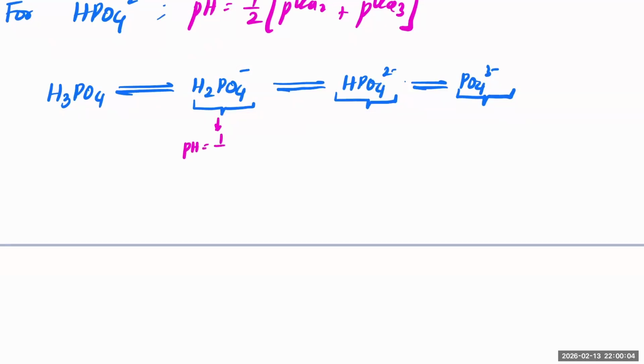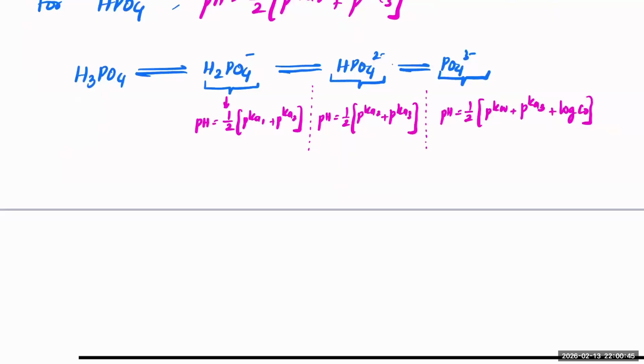In the first case, pH will be simply half of pKa1 plus pKa2. You use this formula when there is only the salt. In the second case, pH is half of pKa2 plus pKa3. In the third case, this is a normal salt. We have learned the hydrolysis formula for a normal salt, which is equal to half of pKw plus pKa3, because now it is about the third dissociation, plus log of C naught. Done. Is this clear? So depending upon the type of salt you are talking about, you should use that dissociation.